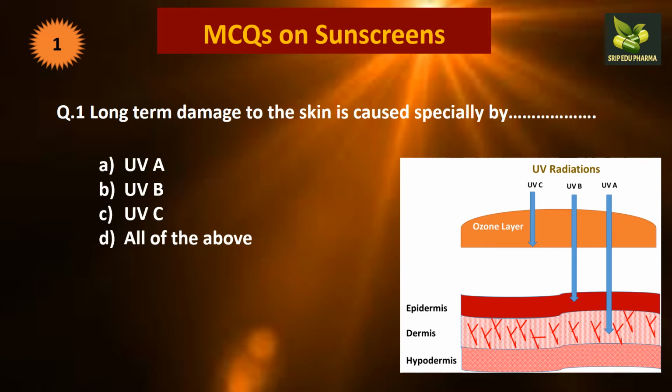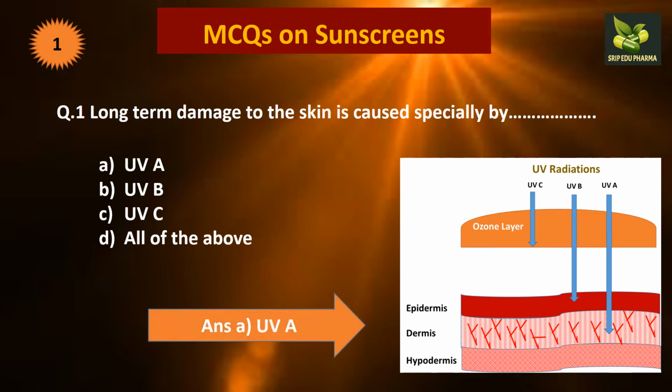But UVB radiations reach the upper layer of the skin, that is the epidermis. UVA radiations not only cross the epidermis but also reach the dermis layer. So for long-term damage, UVA radiations are responsible. Hence the answer is A.